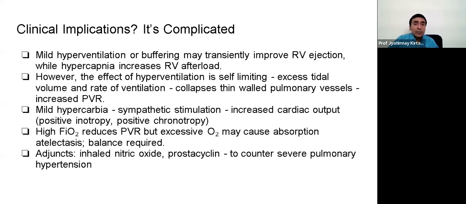Again, with mild hypercarbia at your FRC, functional residual capacity range of ventilation, you will have some amount of sympathetic stimulation because of the mild hypercarbia, and you will increase the cardiac output, with positive inotropy, positive chronotropy and all these things. But if you think, okay, it's good, let's hypoventilate more, the patient will again have a reduced right ventricular output. High FiO2 reduces pulmonary vascular resistance, but a high FiO2 will cause absorption atelectasis again, and that will cause VQ mismatch.